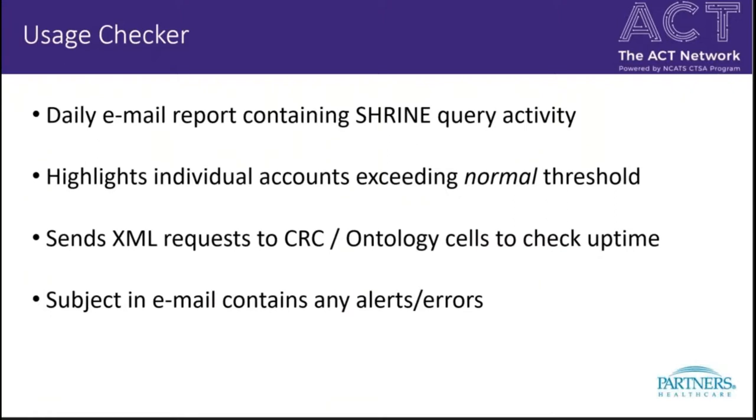One of the last things to highlight is this usage checker that we do here. A very simple daily email report, something that if sites aren't already doing, they may want to consider. We have a daily email report emailed out to our admins, and it highlights the various individual accounts that have run queries across the ACT network that our site knows about. And it does some XML requests, et cetera, to various cells in ITP2 just to check that they're still up.